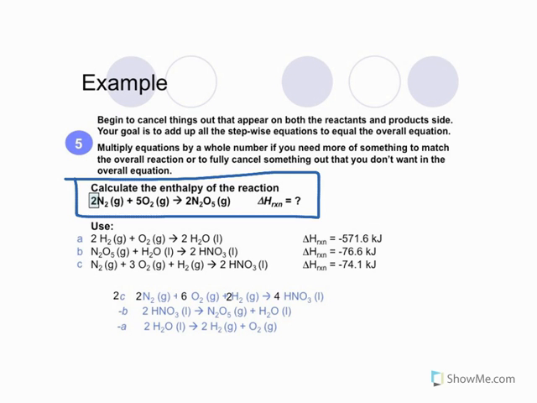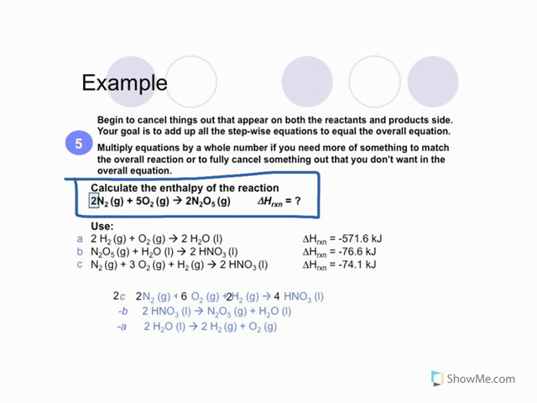Alright, so now we're going to begin to cancel things out that appear on both the reactants and product side. The goal is to add up all the stepwise equations to equal the overall equation. Multiply equations by a whole number if you need something more to match the overall reaction, or fully cancel something out that you don't want in the overall reaction.